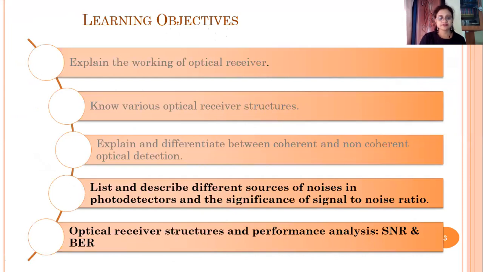These are the learning objectives. So we will be able to list and describe various types of sources of noise, noises in photodetectors, their significance in signal to noise ratio, then the optical receiver structure and performance analysis with respect to signal to noise ratio and bit error rate.